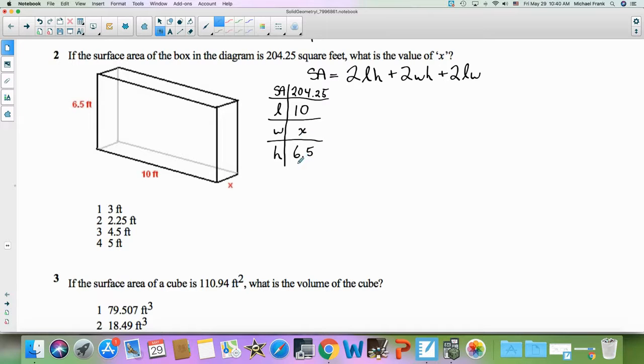And now all I'm going to do is substitute everything into the formula. If I only have one variable at the end of the day, I should be able to solve it with straightforward algebra. So my surface area is 204.25. And then I'm just going to do this. Watch. I'm going to go 2 parentheses, parentheses, plus 2 parentheses, parentheses, plus 2 parentheses, parentheses. That helps, sets me up for a really simple substitution here. Well, my length and my height, I got 10 and 6.5.